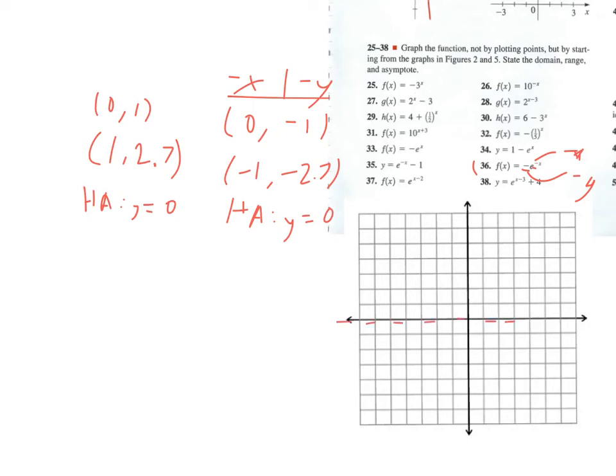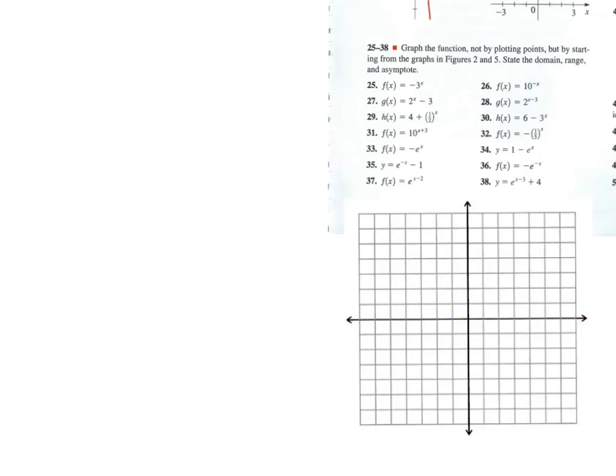So I'll graph my horizontal asymptote, 0, comma negative 1, negative 1, comma negative 2.7, and it looks like we'll approach the asymptote as we go right and then go away as we go left.